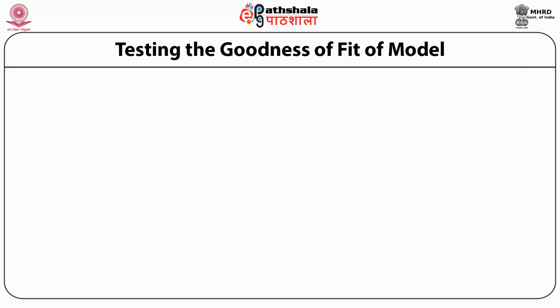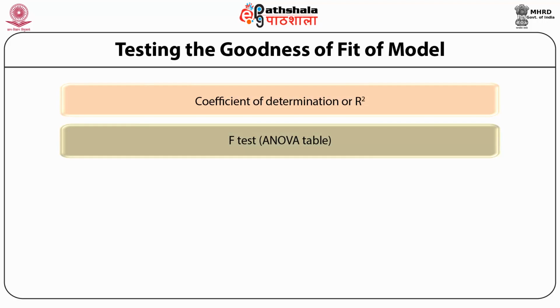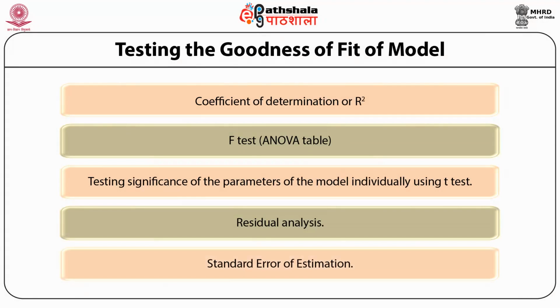Testing the goodness of fit of the proposed model. Here we also need to see whether our proposed model is good enough to make the prediction or not. For this, we have various parameters to ensure whether our model is good or not. Number one, the coefficient of determination, R square; the F test; we can also test the significance of the parameters of the model individually using the t-test; residual analysis, which we have already discussed; and standard error of estimation, undoubtedly the most commonly used parameter of our estimation.